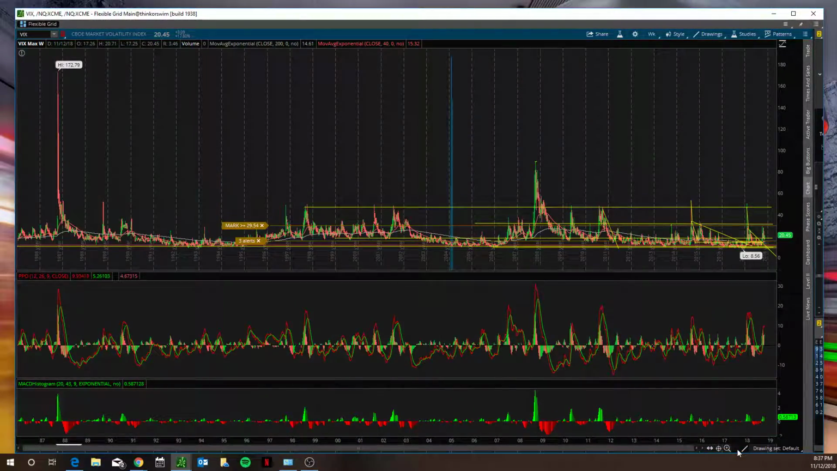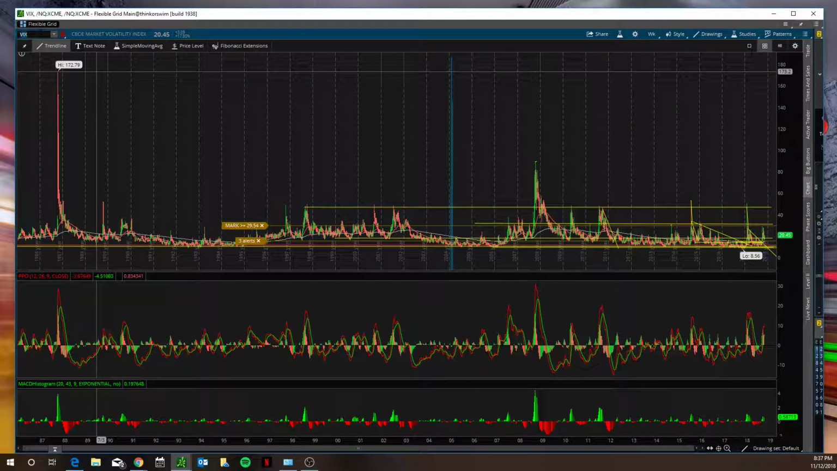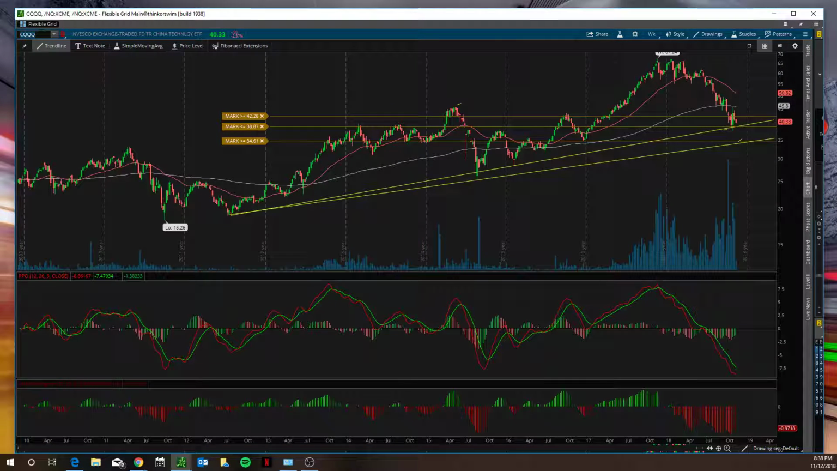So that's volatility for you. And another thing really important to note is that almost all the other markets are already in a bear market.